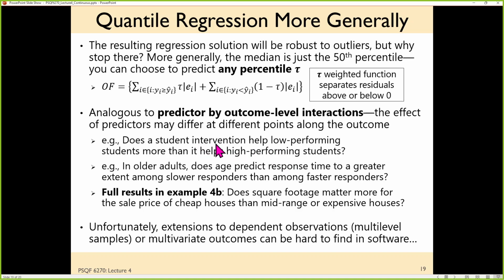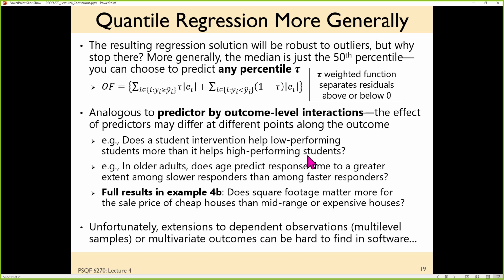So if I'm doing a student intervention, is that more effective relative to some control condition in helping low-performing students or high-performing students? So I could try to predict, for instance, the 25th percentile and see what the intervention effect is at that point on the distribution. And I could see to what extent I have an intervention effect at the high side, say 75th percentile, and I can do a significance test to see whether the slope works more at one point versus the other.